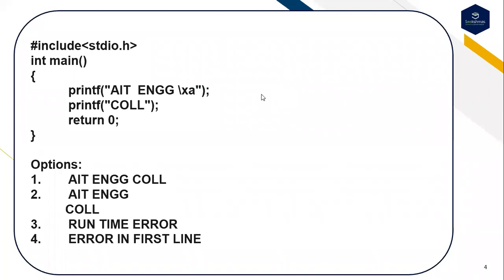This is the third question. Int main, printf AIT college followed by slash XA, and printf college. And these are the following options. AIT engineering college; AIT engineering followed by the next line, it will display college. The third option is runtime error, and the fourth option is error in the first line. Predict the output of this code.